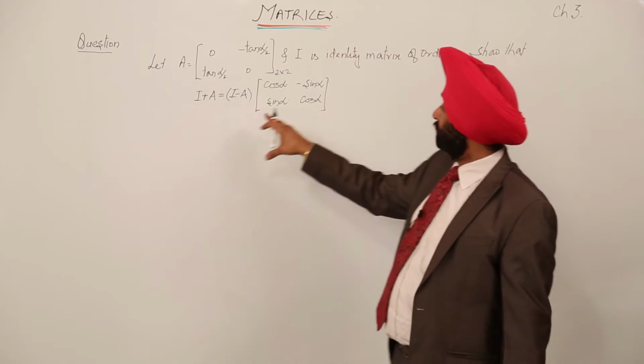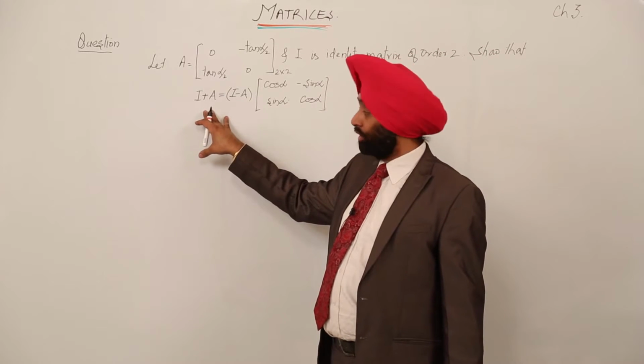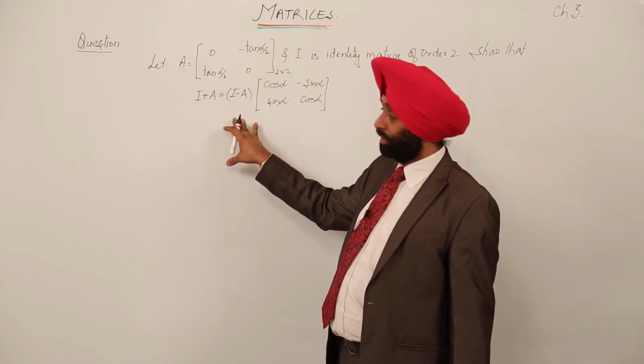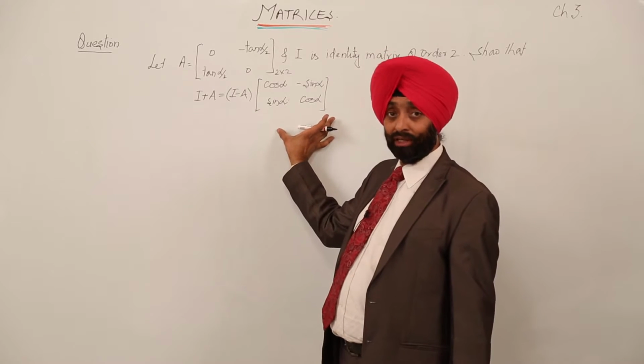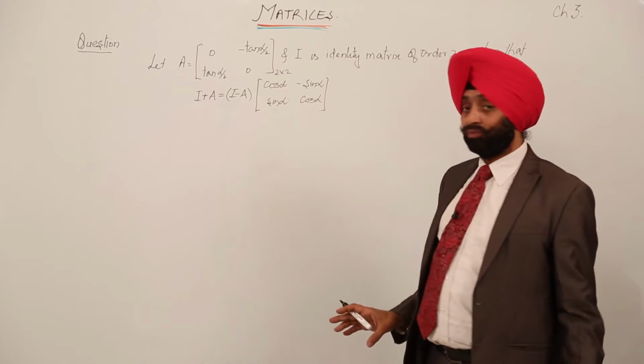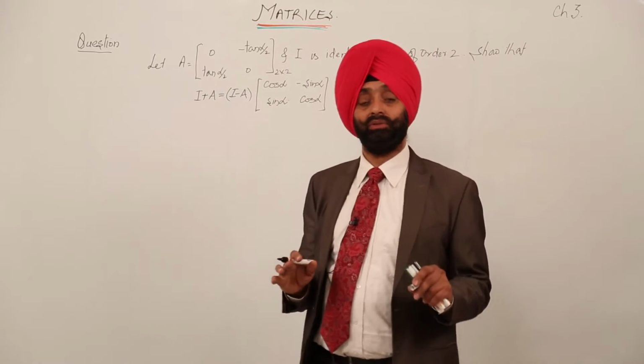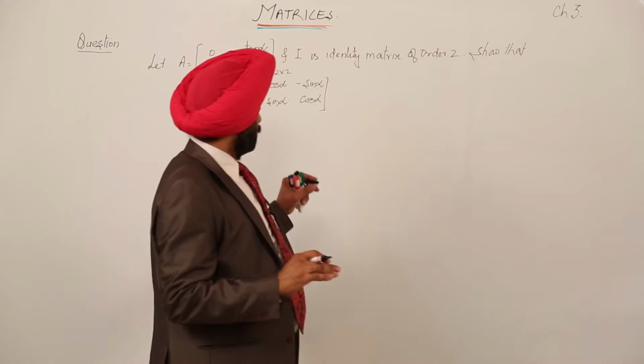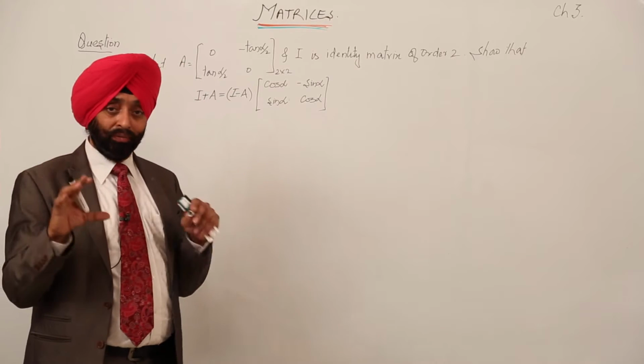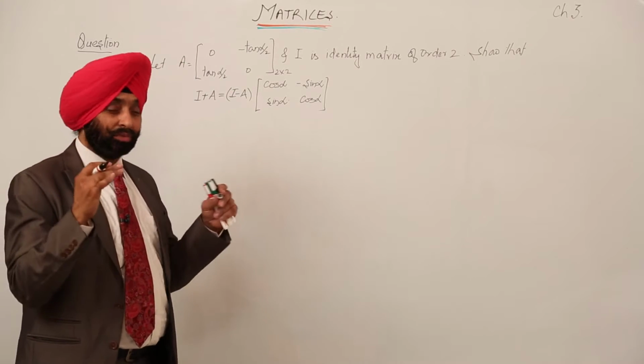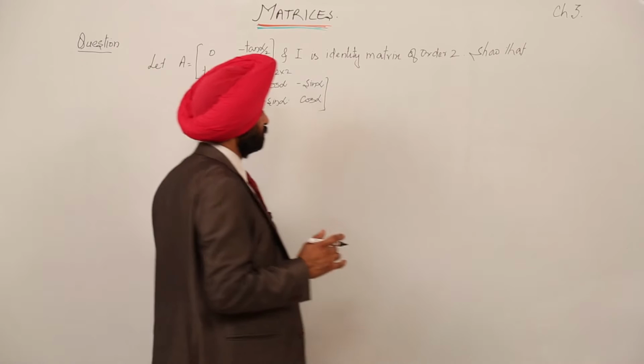Show that I plus A is equal to I minus A times this matrix. Again it is for order 2. So we have to prove that left hand side is equal to right hand side. Now, to simplify the question, let's change some terms in the question.